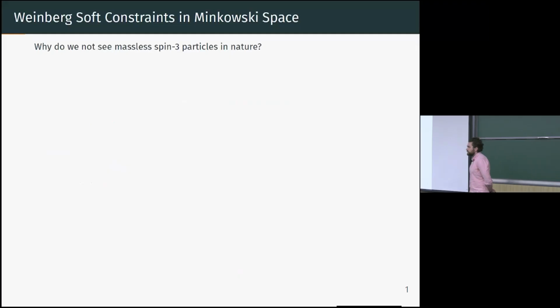Okay, so to set the scene, because it's going to be some things that maybe you haven't thought about so much, let's remind ourselves of something you probably saw in the quantum field theory class at some point, which is the theoretical argument for why we don't expect to see massless spin-3 particles in nature. The problem isn't that you can't write down interactions for these things. In fact, it's pretty trivial to do so.